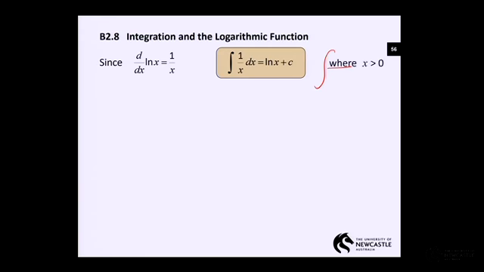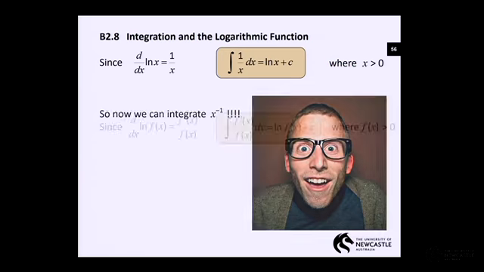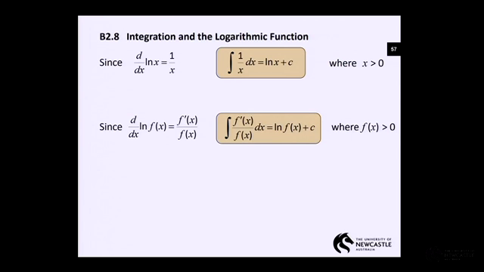That's the first rule, and it says x has to be greater than 0. Oh, he loves that guy. Okay. Here's the one you want.